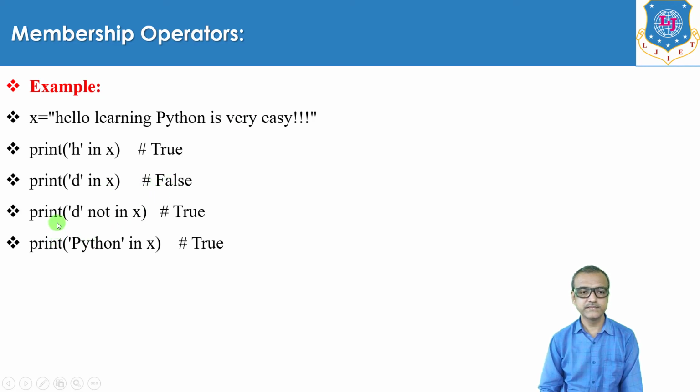Now similarly check print of d not in x. Definitely d is absent in this statement, so the output is true. Print Python in x. So what will be the output in this case? Definitely Python is present in this statement, so the output is true.